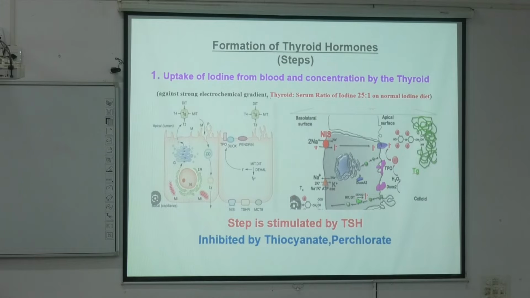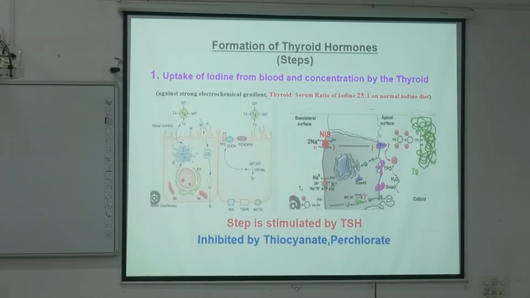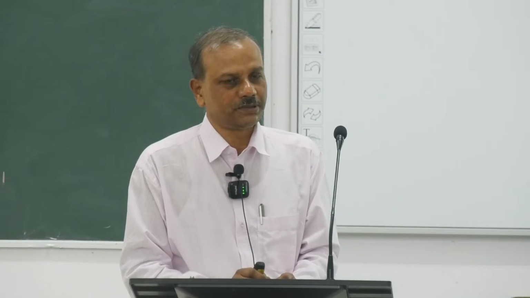So, formation of thyroid hormone, first step, as I told you, is uptake of iodine from blood and concentration by the thyroid. Iodide is taken up by the thyroid gland against a strong electrochemical gradient, because the concentration of iodine in the blood is less, and the thyroid gland can take up iodine very avidly through the sodium iodide transporter. The concentration of iodine within the thyroid is 25 times more than what is present in the serum in a normal dietary supply.